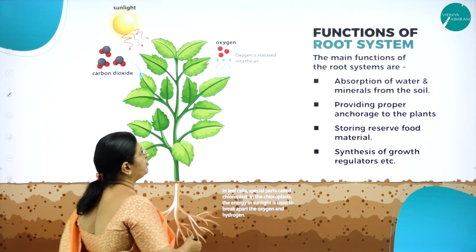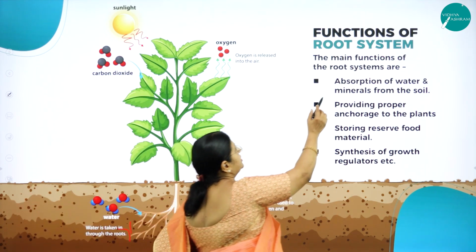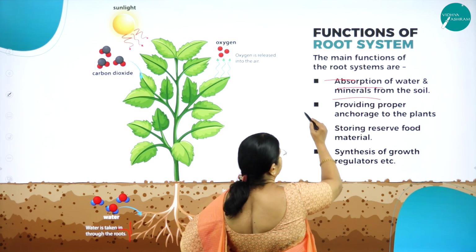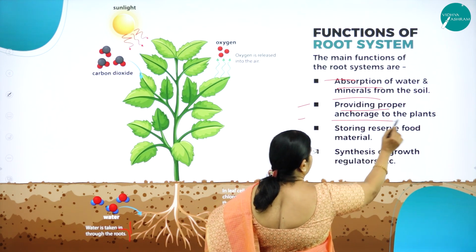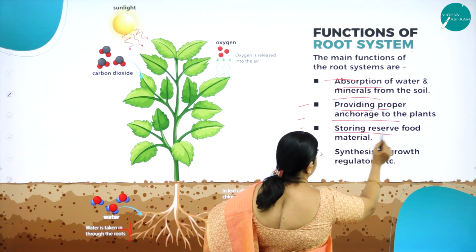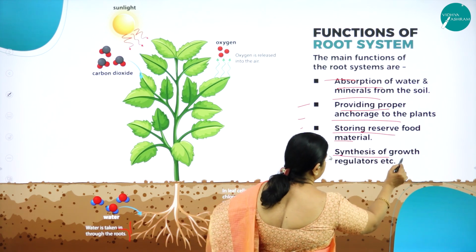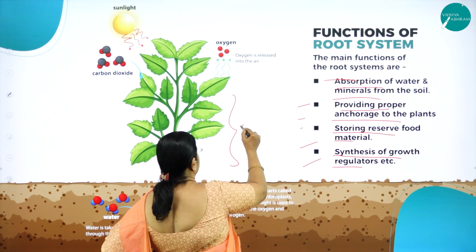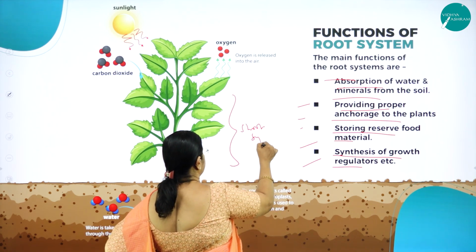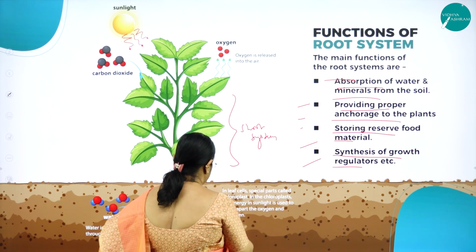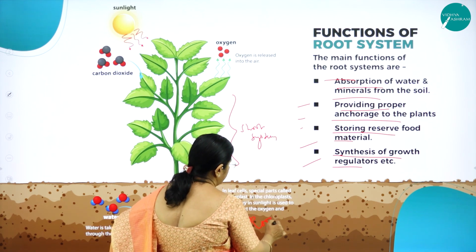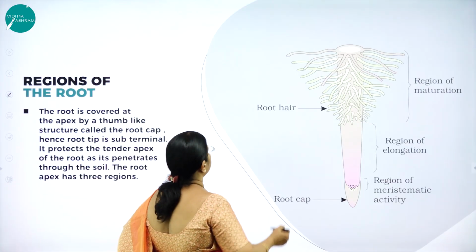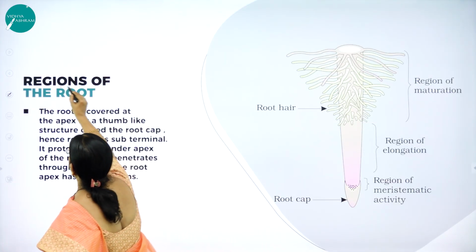So what are the very important functions of a root system? The main function of the root system is what? Absorption of water and minerals from the soil, providing proper anchorage to the plants, storing reserve food material, synthesis of growth regulators. And you can see the beautiful picture. This is the shoot system, and this is the root system.